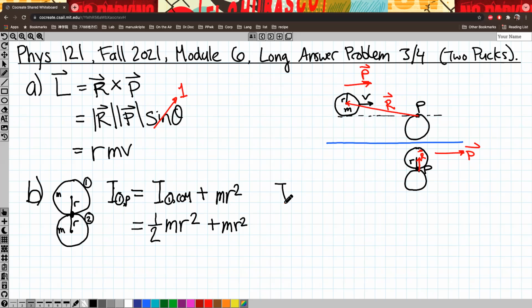Okay, and now what about for puck two? For puck two, the moment of inertia around the pivot point P, would it just be identical, or would you need direction? I guess direction isn't required. Or wait, is it? Sorry. So not for inertia, right?